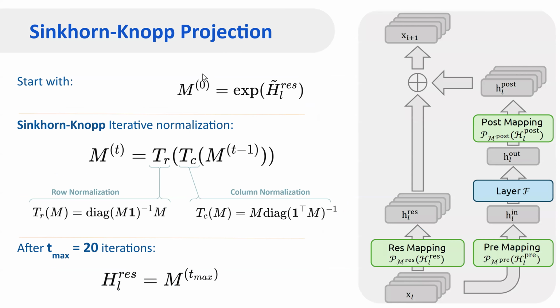Sinkhorn-Knopp projection. We start with exponential values of this mapping, because we want them to be greater than 0, and we do this iterative process. One time we do column normalization, dividing the values of each column by the column sum, and then row normalization, the same process on rows. They do this process a maximum of 20 times. So it differentiates through 20 steps, exactly.